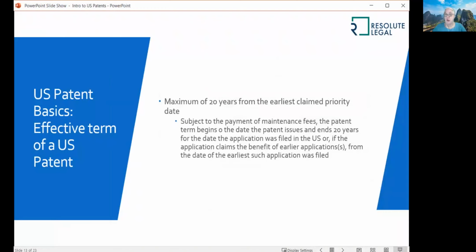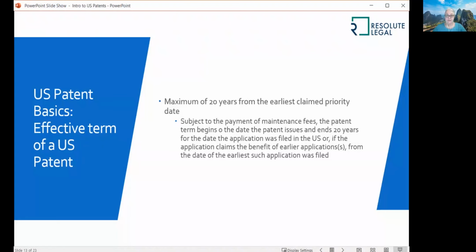The term of a patent in the United States, the limited term that is in our Constitution, has been set by our lawmakers as 20 years from the earliest claimed priority date. So we do have the ability to claim the benefit of earlier filings in the United States, but that does not extend patent term. So it's 20 years from that earliest claimed priority date, and it is subject to the payment of fees to the government. In the US, when you receive a US patent, at the end of 3.5 years, 7 years, and 11.5 years, 3 times, you have to pay fees to the government to maintain the right to enforce that patent.